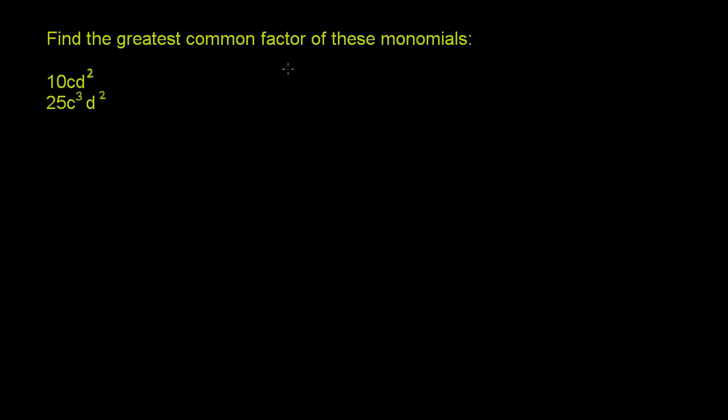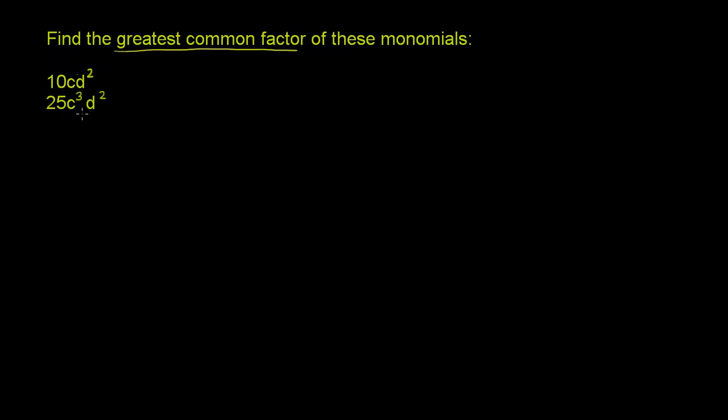Find the greatest common factor of these monomials. Now, the greatest common factor of anything is the largest factor that's divisible into both, if we're talking about just pure numbers, into both numbers, or in this case, into both monomials.